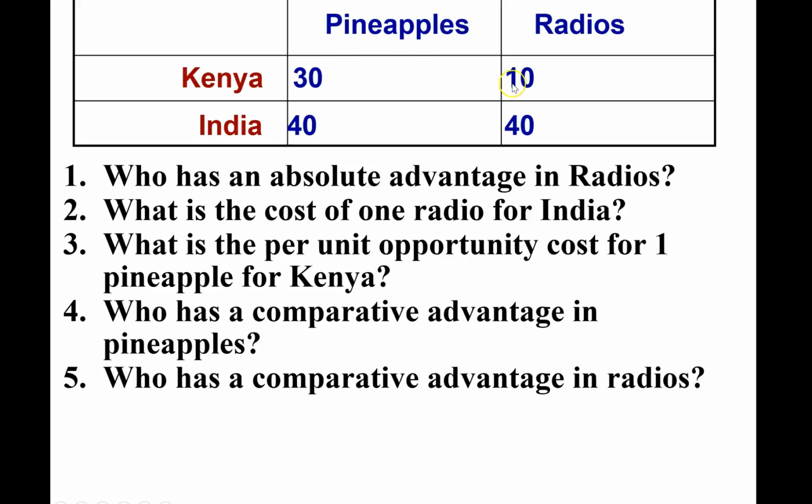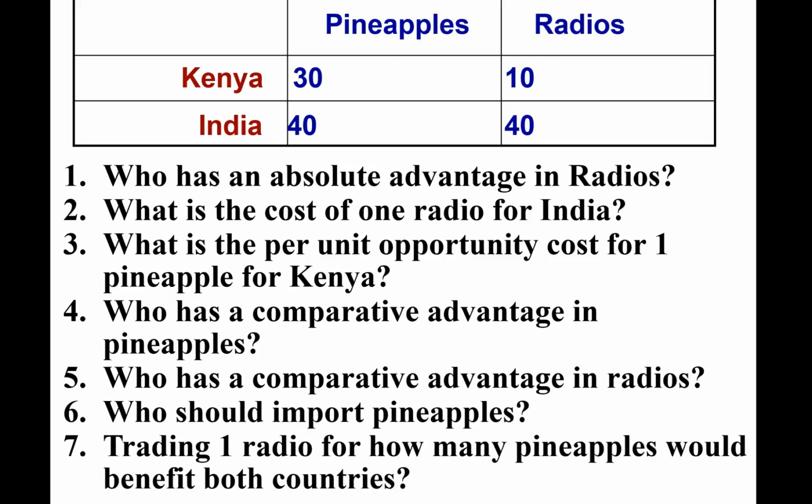And by the way, I'm using a little shortcut memory trick I learned, and that is when outputs vary, and in this case outputs are pineapples and radios, I just use a little memory trick that's other goes over. So 10 over 30 gives me 1/3. 30 over 10 gives me 3. And that's a nice little memory trick if you ever get stuck on this.